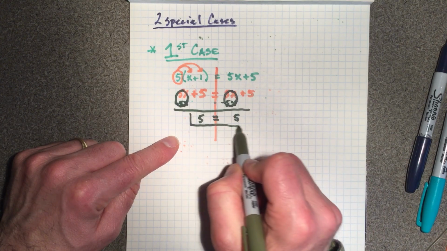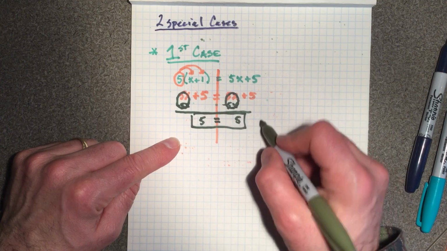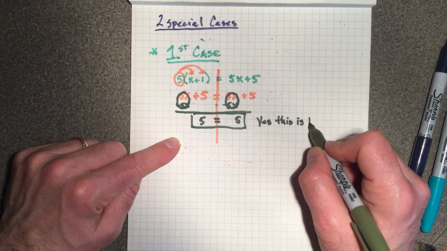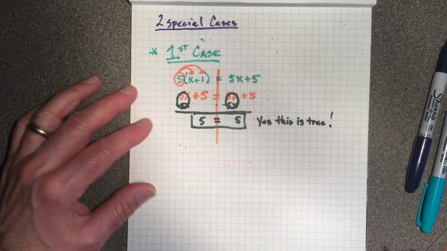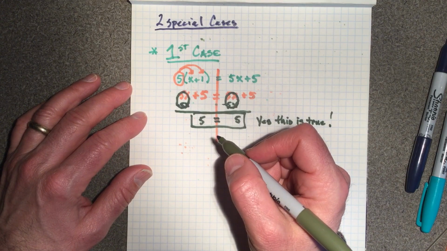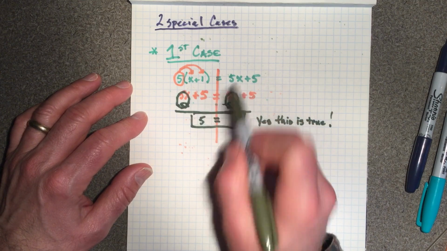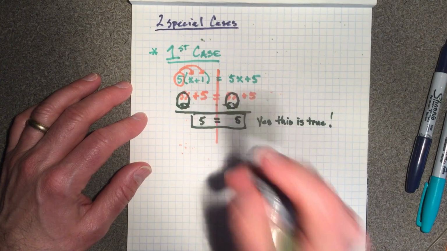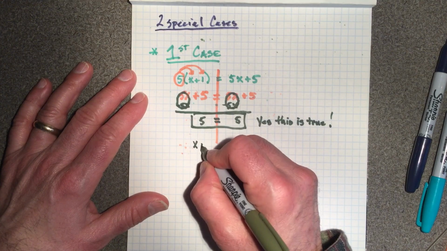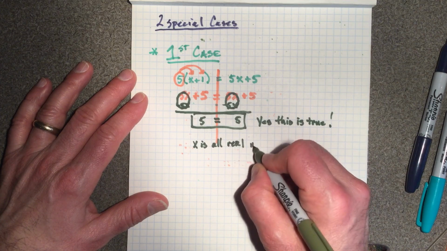So then you look at this thing, and you say to yourself, is this true? Does 5 equal 5? And you say, yes, this is true. And that means that x can be anything we want. X is not one number. X is every number. It doesn't matter what number I put in here, as long as I put in the same number on both sides, it's going to be true. So we say x is all real numbers.